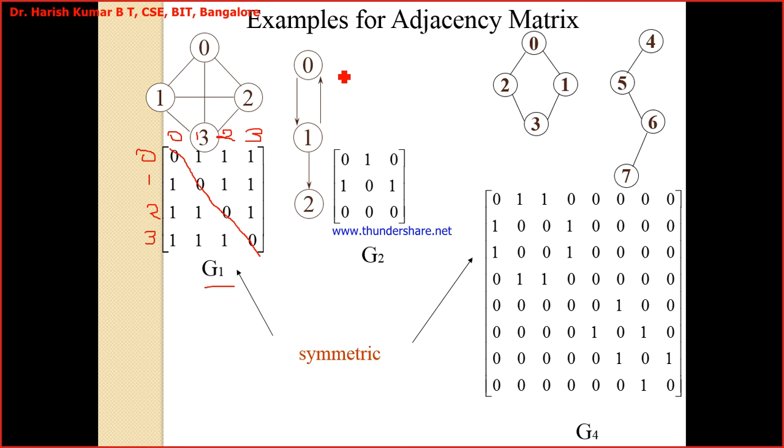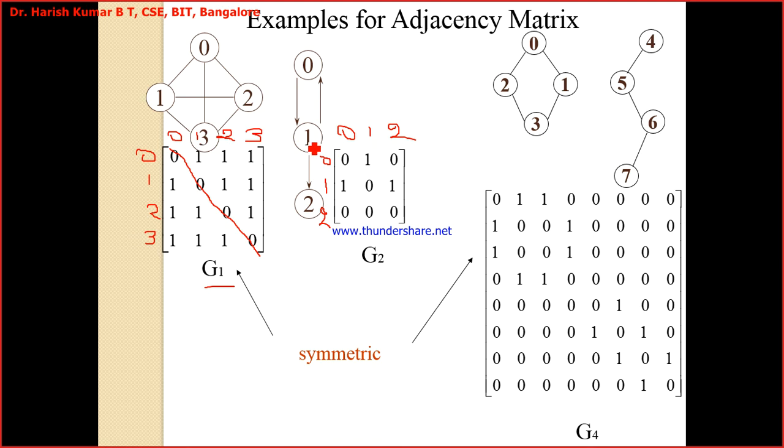Next, I have another example here, which is a directed graph, and this is the adjacency matrix for this directed graph G2. Again I am writing the node numbers 0, 1, 2 here and 0, 1, 2 here. Now 0 to 0, since there is no self loop, it is 0, and 0 to 1, is there a path? Yes, 0 to 1 there exists a path, so you can write 1. And then 0 to 2, there is no direct path from 0 to 2, so it is represented as 0.